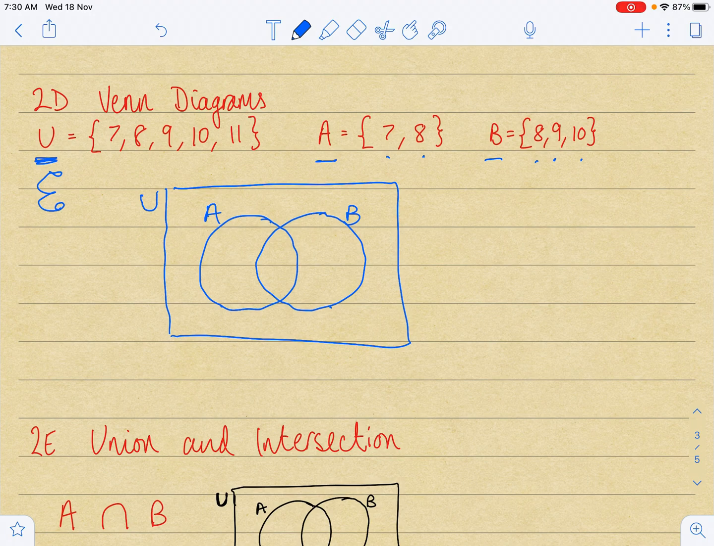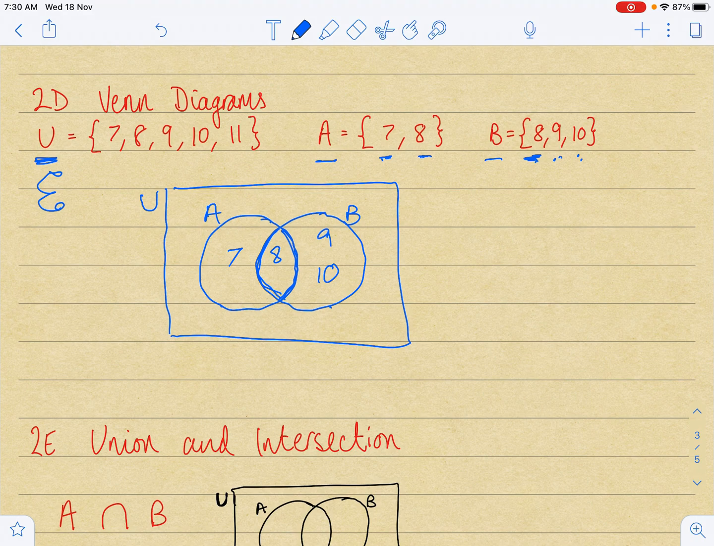So 7 and 8 are in A, but 8 is also in B. So the one they've got in common that goes in the middle here is going to be 8. So this centre section has 8. It's called a vesica-piscis, apparently, for those of you who are interested in the language of it. If A is 7 and 8, and 8 is already in the middle, we put the 7 here. For B, we've got 8 in the middle there, and we put 9 and 10 over here.